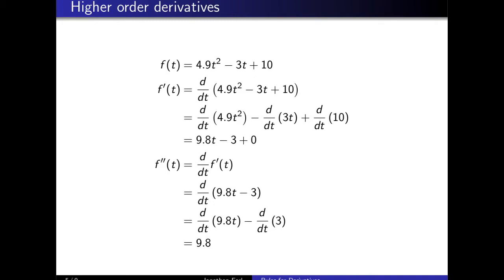And then to find the second derivative, we just take the derivative of that, and we do the same kind of thing. We use our sum and difference rule, we use our constant multiple rule, then we use our power rule. And we wind up with 9.8 in the end. Right, so finding the second derivative, fairly straightforward.